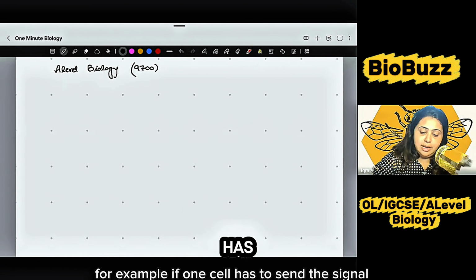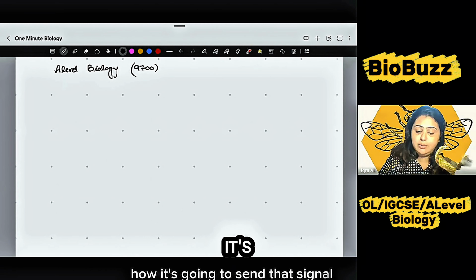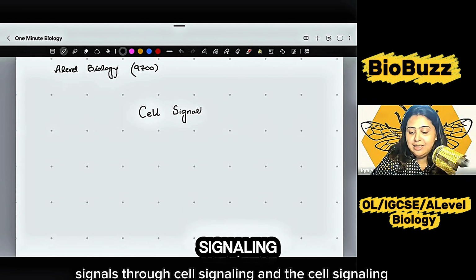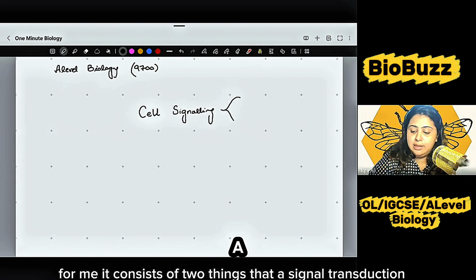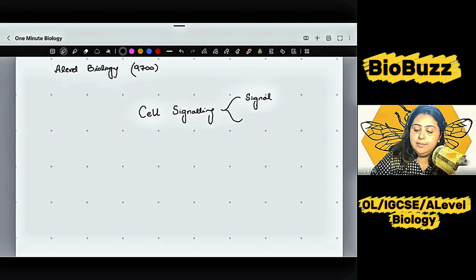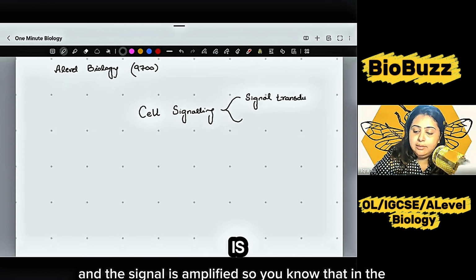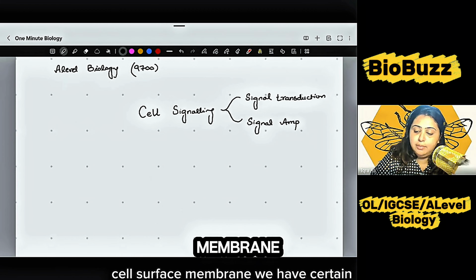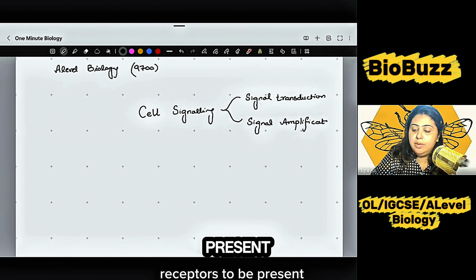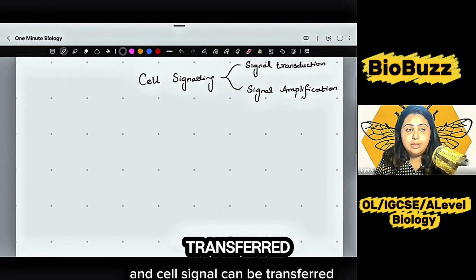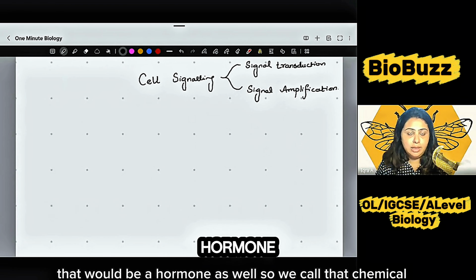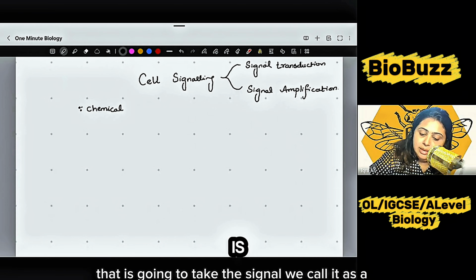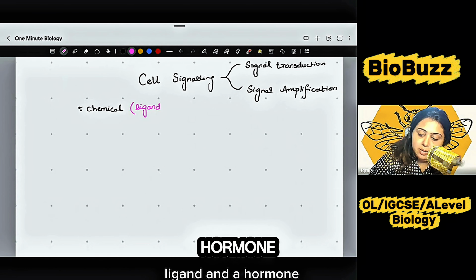For example, if one cell has to send the signal to another cell, how is it going to send that signal? Basically, they send signals through cell signaling, and cell signaling consists of two things, that is signal transduction and signal amplification. You know that in the cell surface membrane we have certain receptors present. And a cell signal can be transferred through a chemical, that could be a hormone as well. We call the chemical which is going to carry the signal the ligand, and a hormone could be a ligand as well.